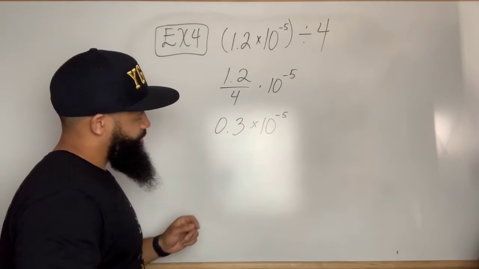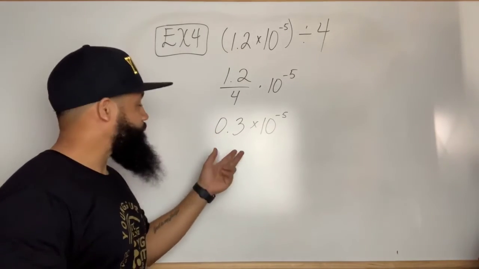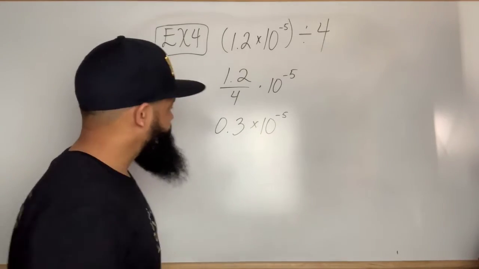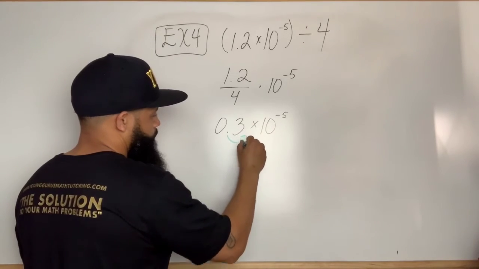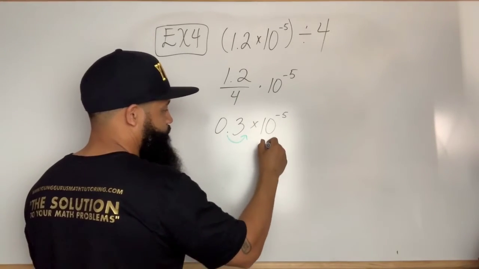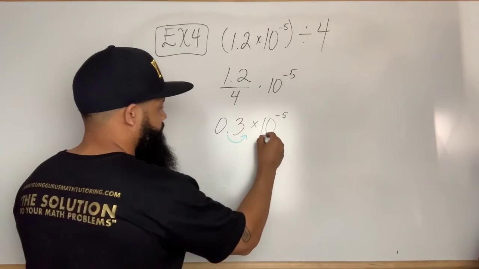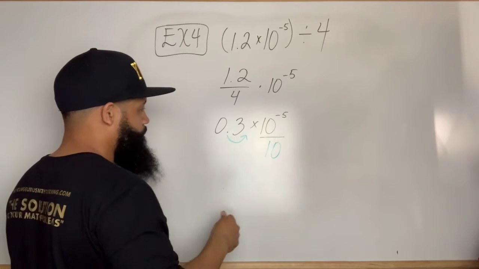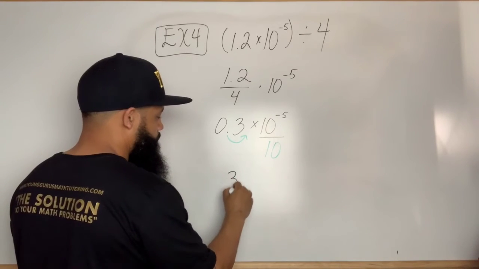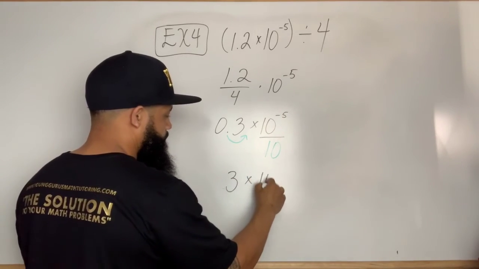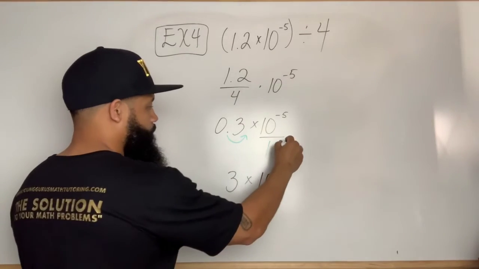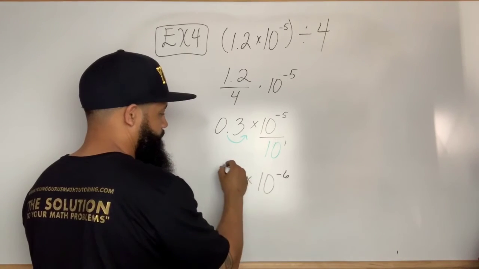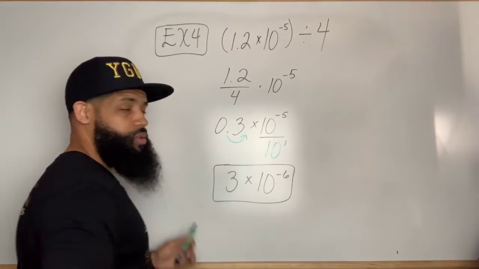But remember, this is not in scientific notation because this number is not between 1 and 10. So I need to multiply that by 10. Well, if I multiply this by 10, I have to divide this power of 10 by 10. So I'm going to end up with 3 times 10 to the, now this is considered a 1. Negative 5 minus 1 is negative 6. That is our final answer.